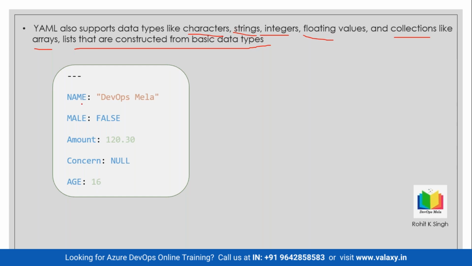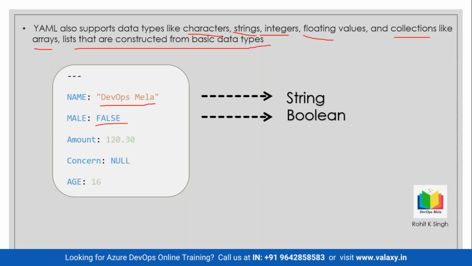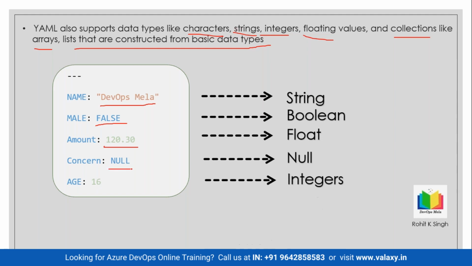So these are the data types which are supported by YAML. If you see this, this is a string. Under inverted commas, this is a string value. This is a Boolean value. So it supports true and false. It also supports floating values, decimal values. It also supports null values. And it also supports integers.